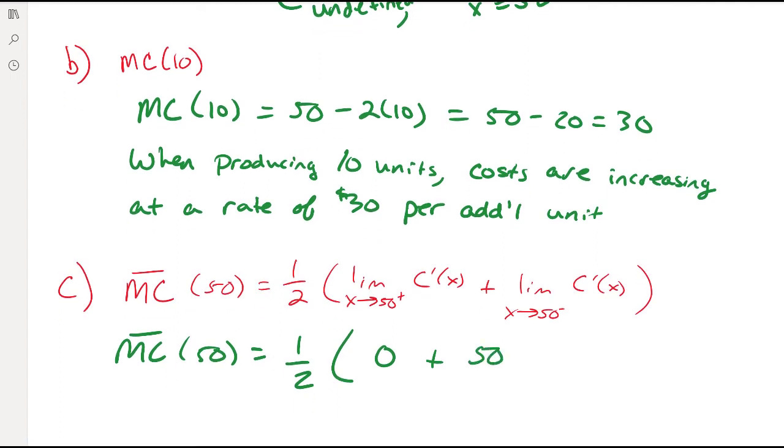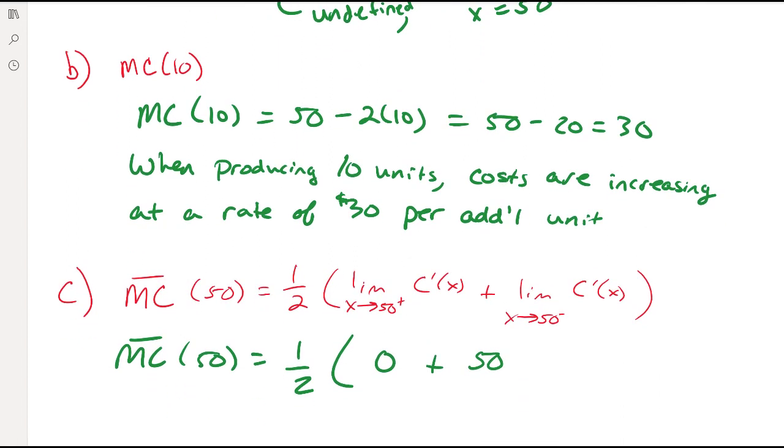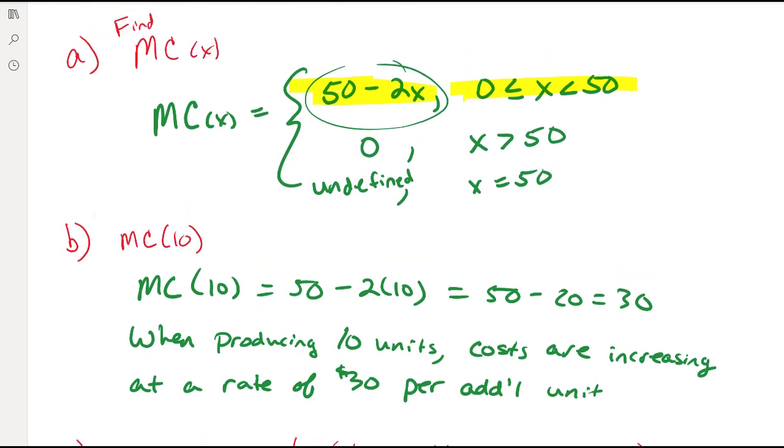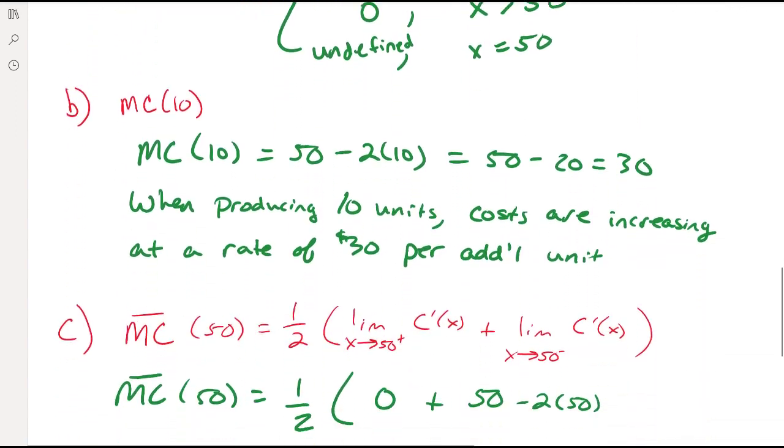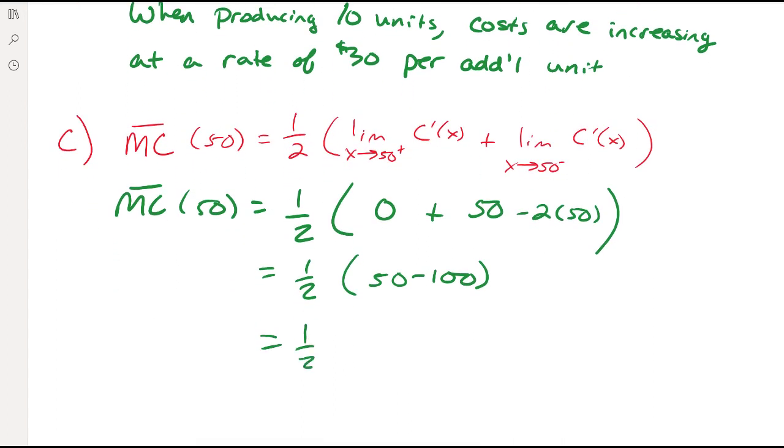So it's going to be 50 minus 2 times 50. That makes sense. I'm plugging in 50 for x because that's our x value that we're concerned with. And then that entire quantity needs to be multiplied by 1/2. So here we get 1/2 times 0 plus 50 minus 100. 1/2 times a negative 50, and so we get a negative 25.